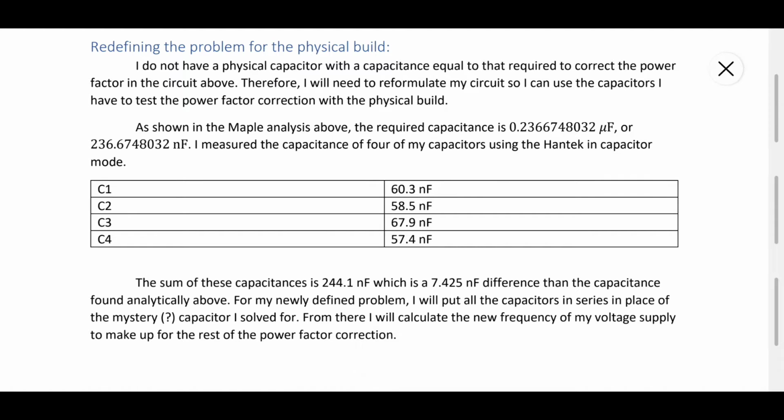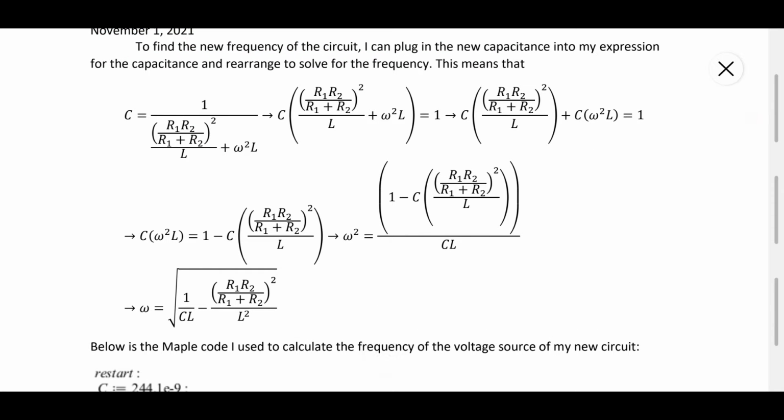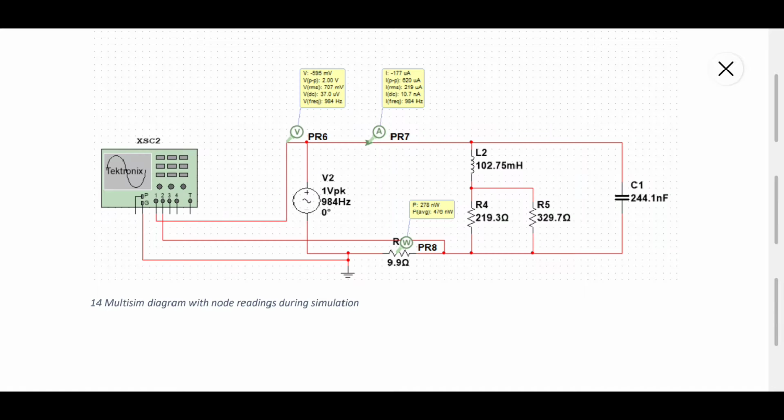I then measured the actual values of the capacitors that I had to redefine the problem circuit. I also had to rearrange the equation that I used to find the mystery capacitance to solve for the new frequency that I would use to account for the imperfect value of the capacitors. This was the new circuit that I designed in Multisim with the new capacitance and new frequency.